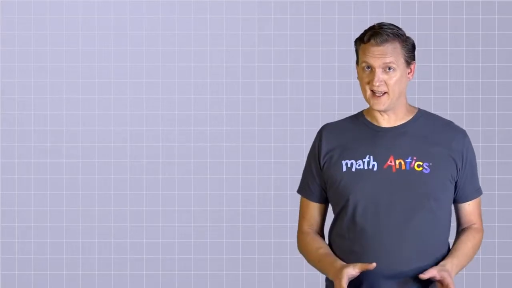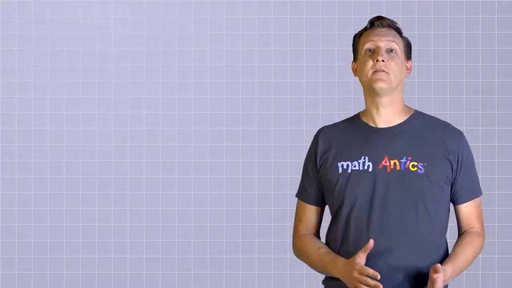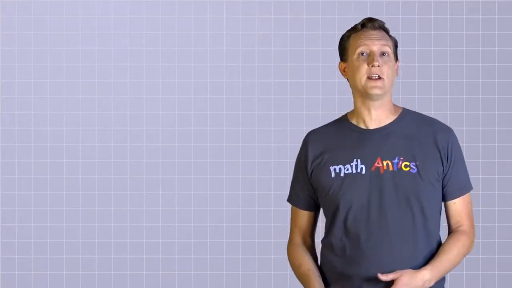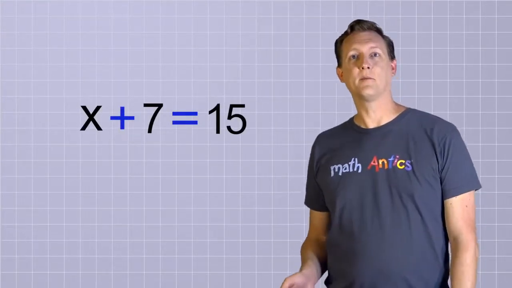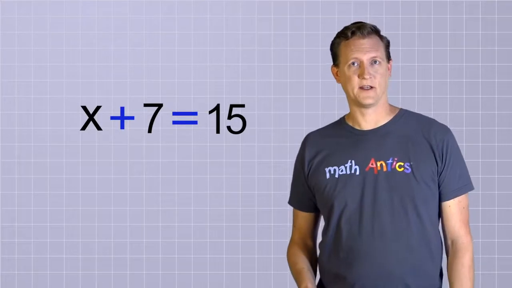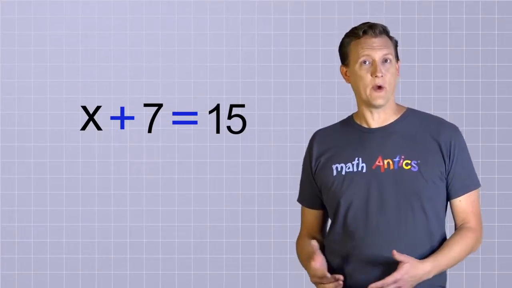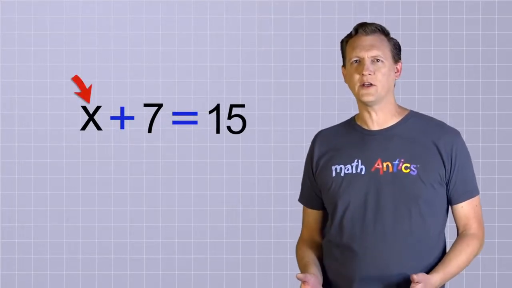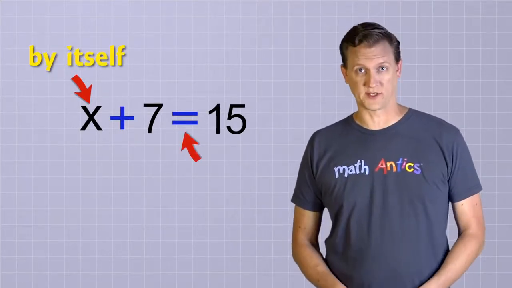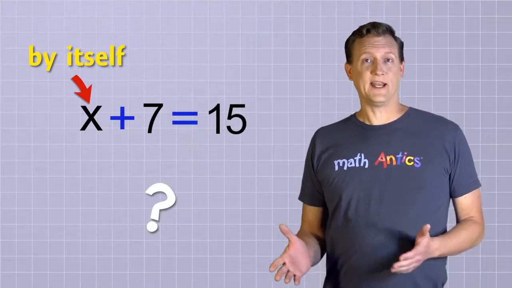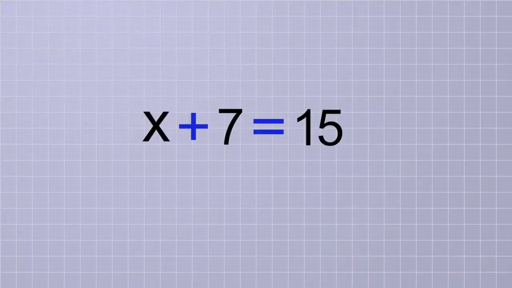Alright, like I said, in this video, we're just going to focus on equations involving addition and subtraction. And here's our first example. X plus 7 equals 15. To solve for the unknown value x, we need to rearrange the equation so that the x is all by itself on one side of the equal sign. But what can we do to get x all by itself? Well, right now, x is not by itself because 7 is being added to it. Is there a way for us to get rid of that 7?